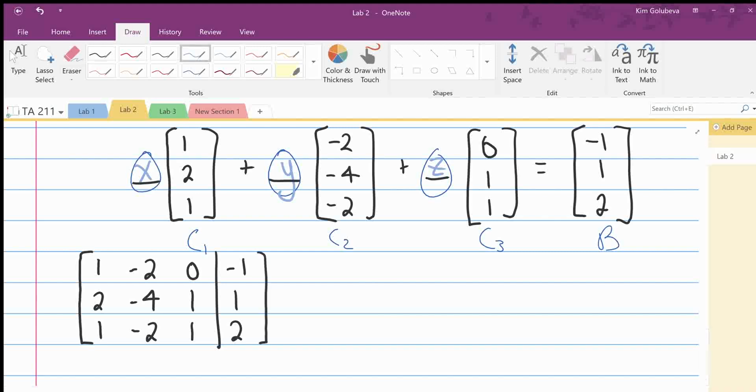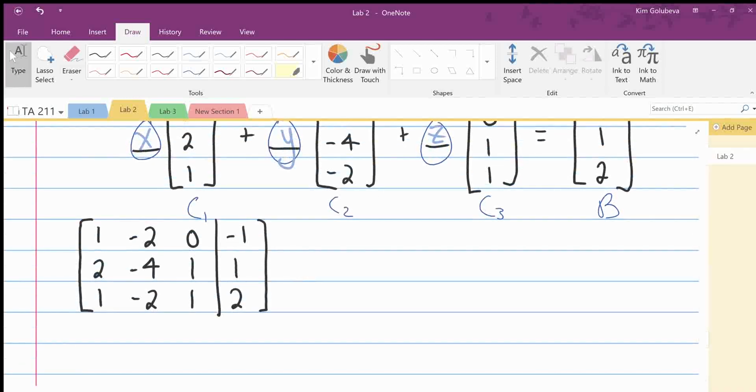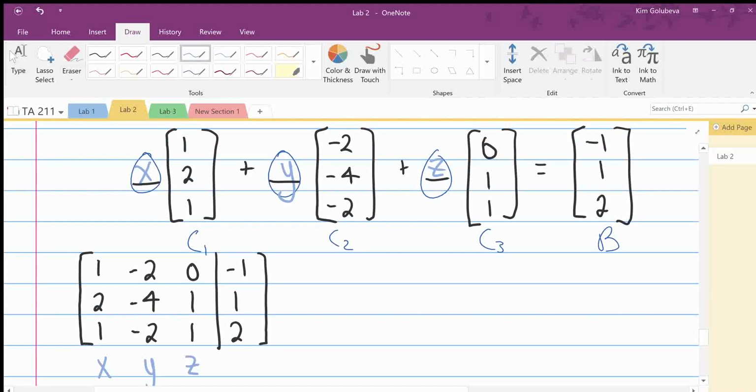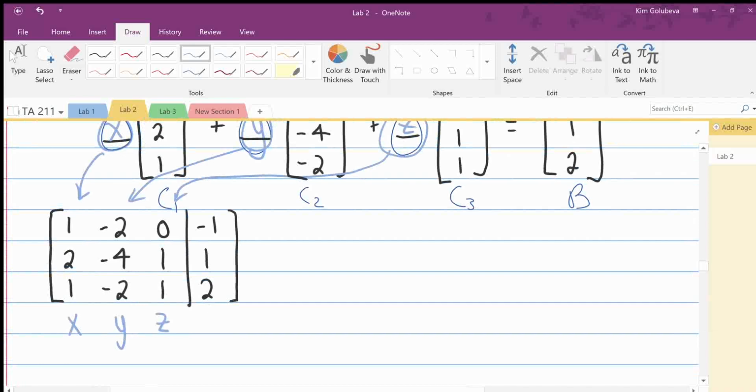So this should make some sense, because if you remember the last video or the last lab, we talked about how our columns here represent our variables. Okay, and that's essentially what we have right here. So our X is this first column, our Y is this second column, and our Z is this third column here. Okay, and then right here is our solution. So this is our solution, what we're trying to figure out. So this is our B.